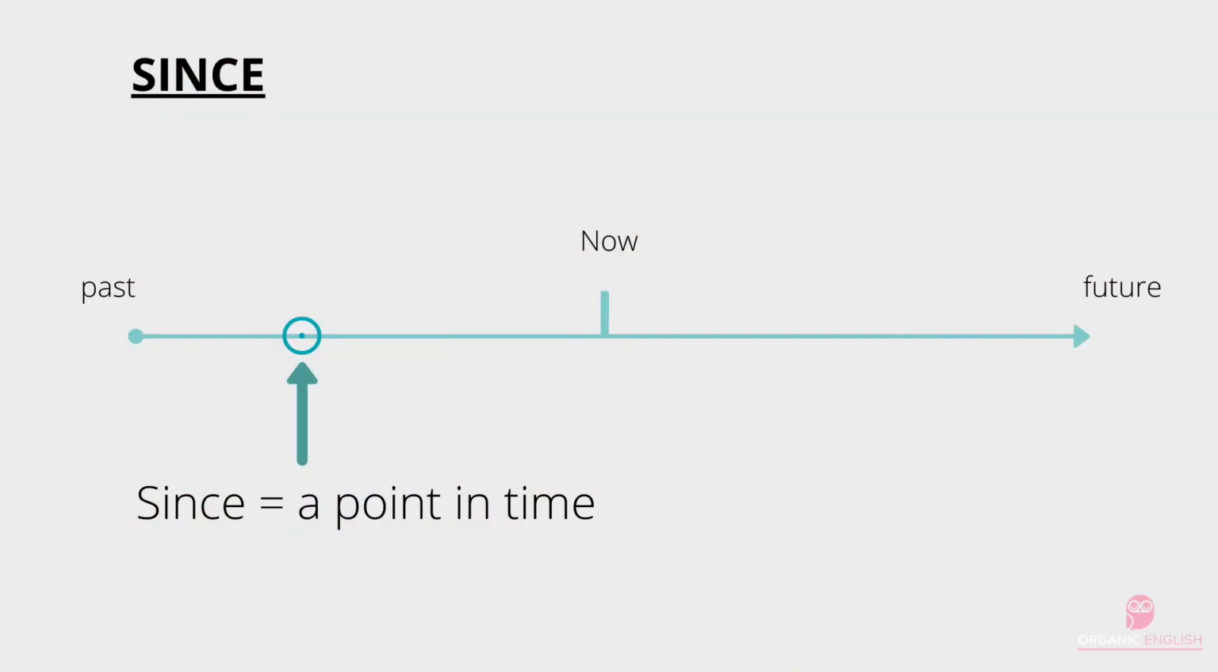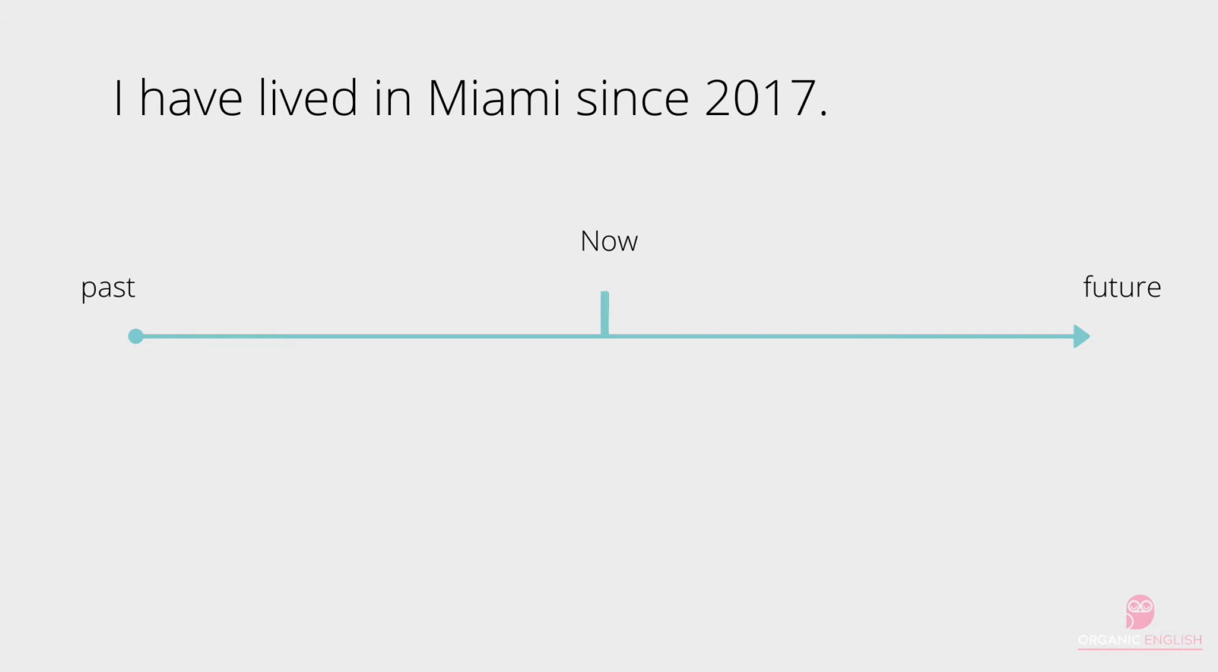We use since with a fixed point in time. Since tells us when something started. For example, I have lived in Miami since 2017. When did I begin to live in Miami? When did I start to live in Miami? In 2017. Okay, so let's look at those sentences and the ideas in a little bit more detail.